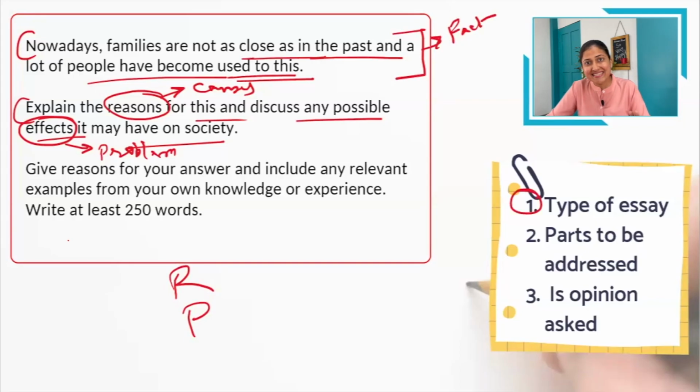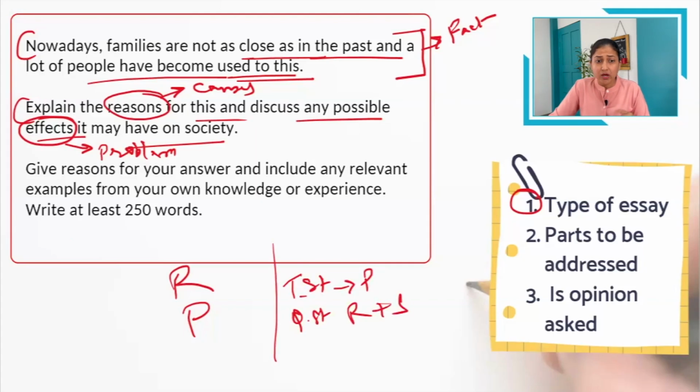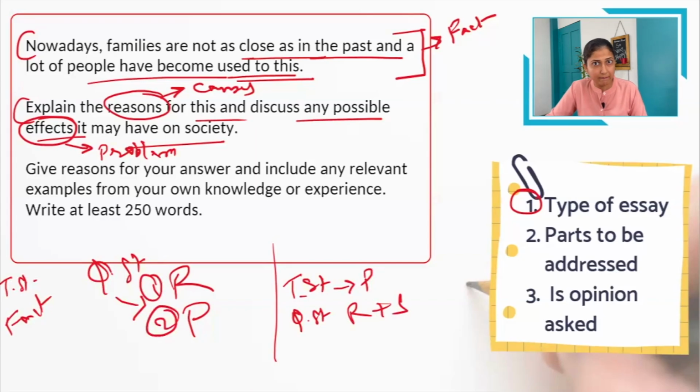Well, this is a variant of problem, reasons and solutions, wherein sometimes what we have seen is your topic statement will be a problem and your question statement will ask for reasons plus solutions. But in this case, what do we see? Your topic statement is a simple fact, and your question statement is asking for number 1, reasons, and number 2, problems. Simple. So this is again a variant of problem, reasons and solutions essays.